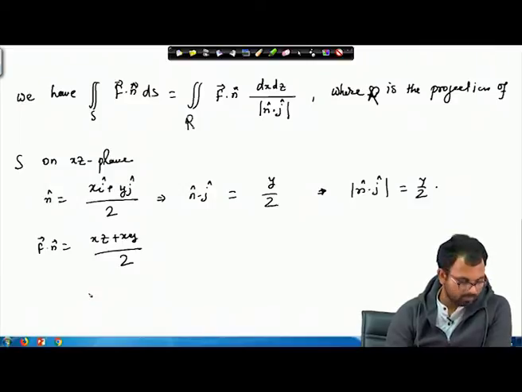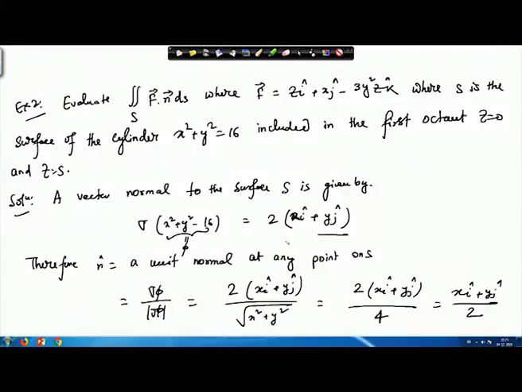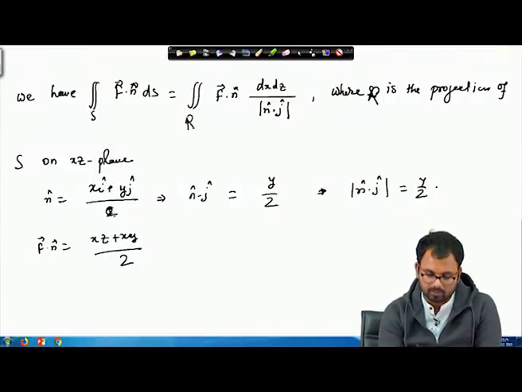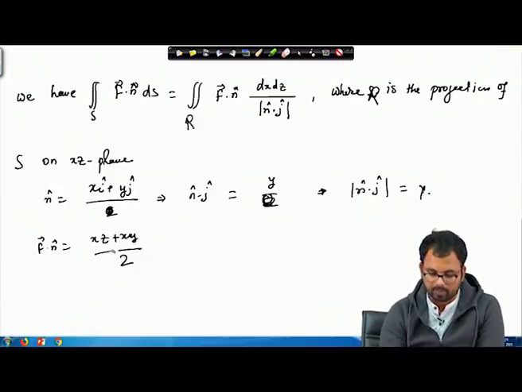now xz plus xy by 2, right. So we have this here. So this is 4. Okay, so here I am getting 4. So did I do this calculation correctly? So this will be the square root of 4x square plus 4y square, so the square root of 4, that means 2. So there will not be any 2 here. So just x i plus y j, and that means here we will have simply y. I am sorry, so this will be just y, and then here we will have xz plus xy.